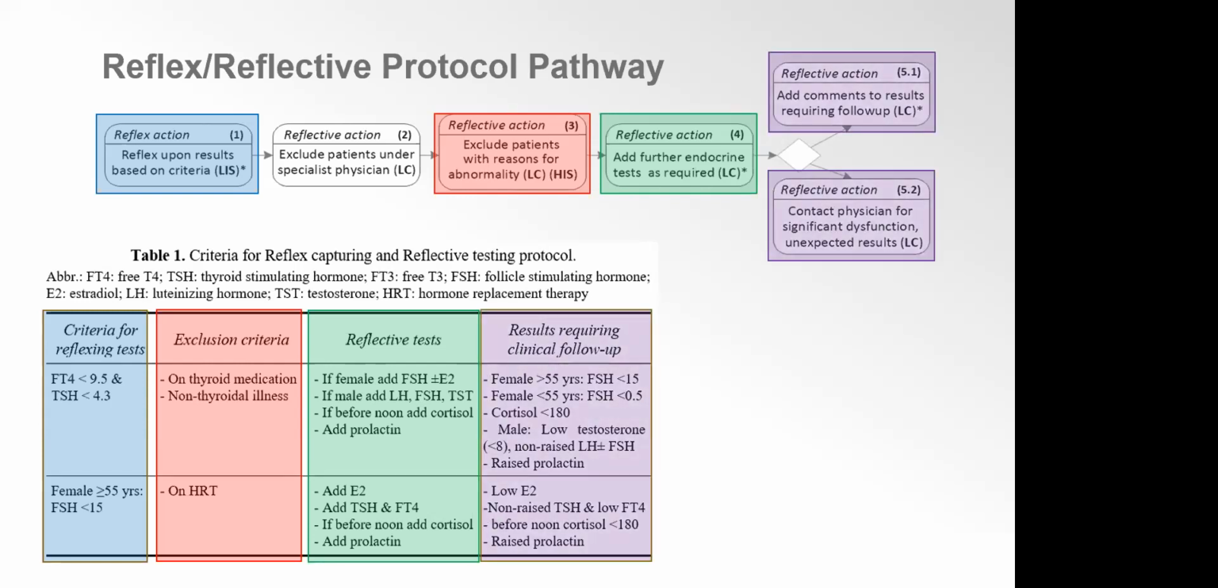And then these add-on tests are performed, the results come back, and based on the outcome of these tests, the LC may issue an interpretive comment and do a follow-up with the general practitioner who requested the initial test. For instance, if the patient was female over 55 years of age and the FSH hormone was under 15, this may indicate pituitary dysfunction. So they would reach out to the general practitioner with an interpretive comment. If there is a significant dysfunction, then they would literally pick up the phone and call the general practitioner: there's something seriously wrong with your patient.